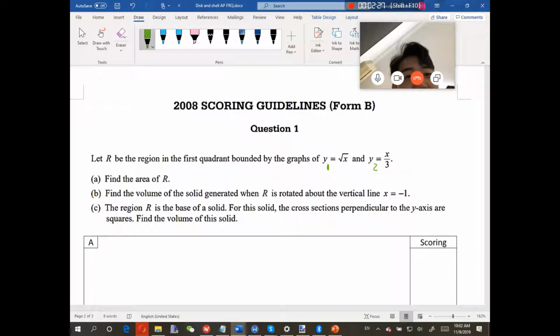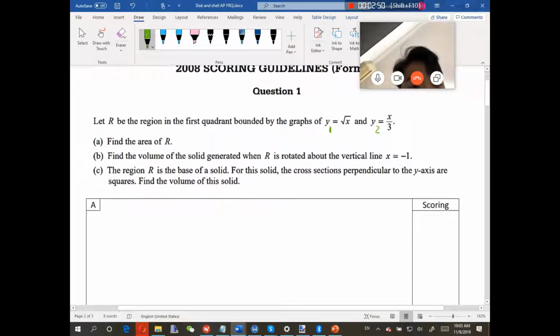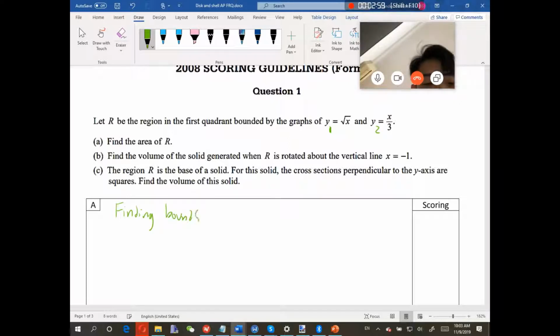Okay, I need to subtract them. I'll need to figure out which graph is on top and bottom first, though. So what I'm going to do is set these two graphs equal to each other to solve for the bounds, that's the start point and end point for where these graphs meet. And then we can figure out which graph is on top. So we are finding the bounds by setting y1 equal to y2. So that's the square root of x is equal to x over 3.